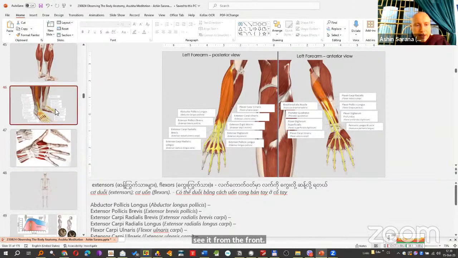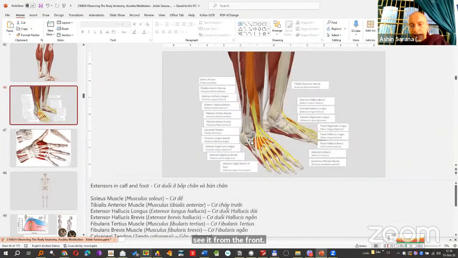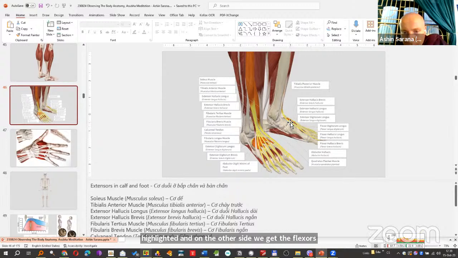Now in the legs we have a similar thing. So in the legs we have extensors and flexors. So on the left we get the extensors highlighted, and on the other side we get the flexors highlighted. So hopefully it's possible for you to see that they are different. They're different muscles.